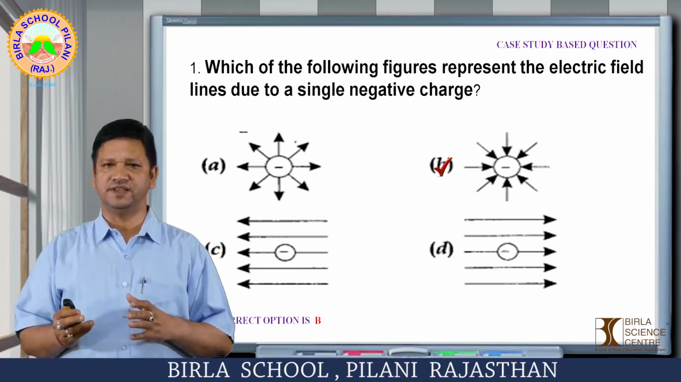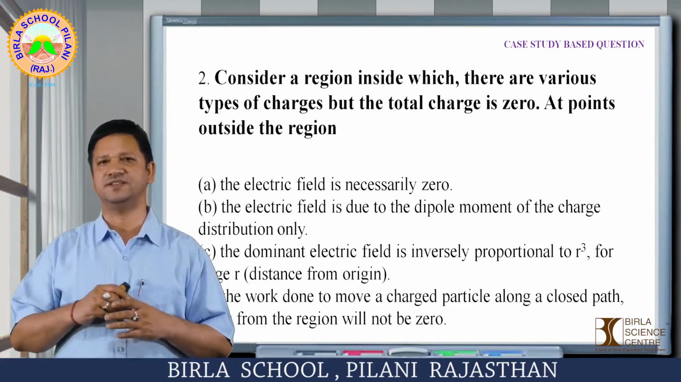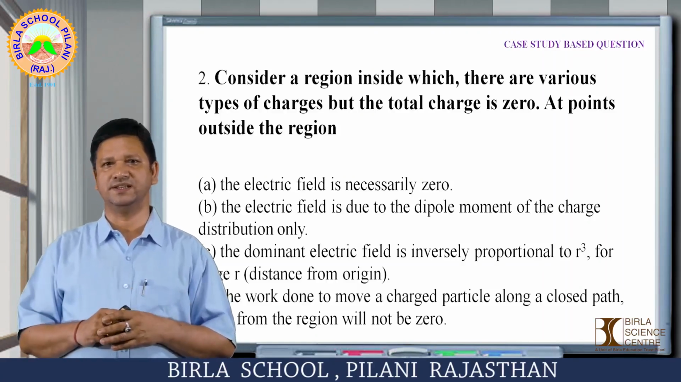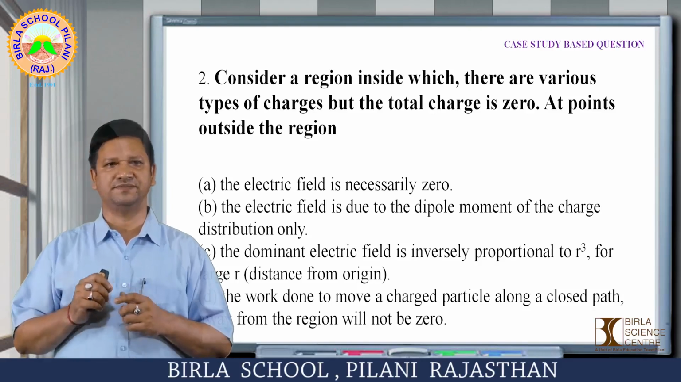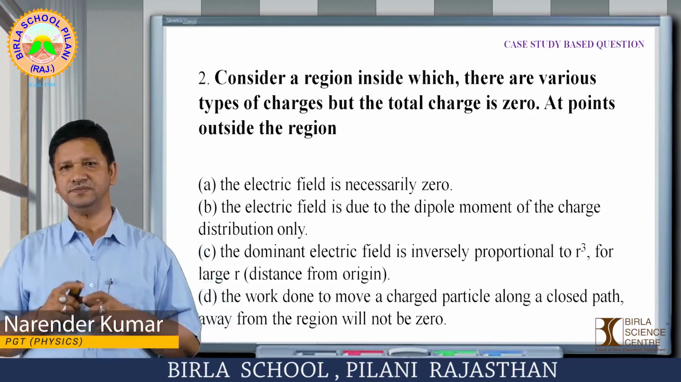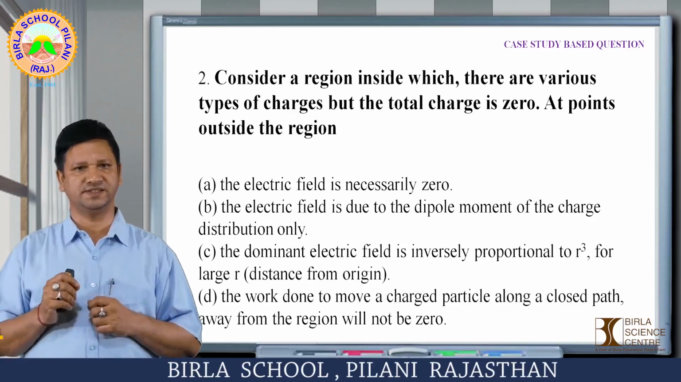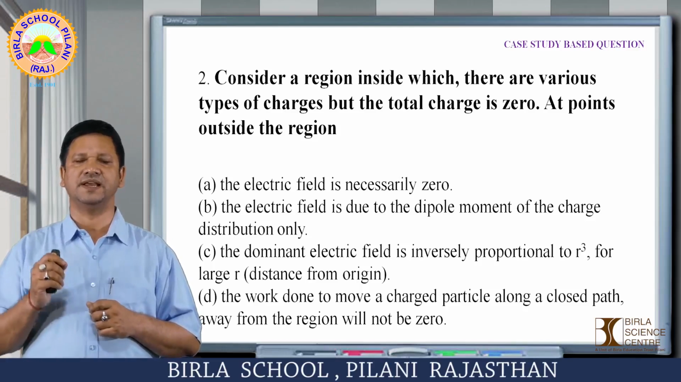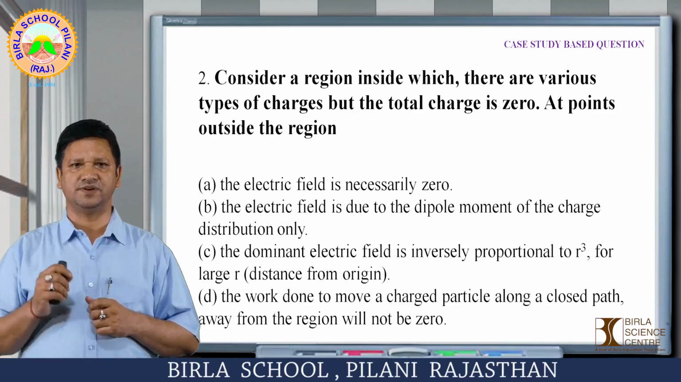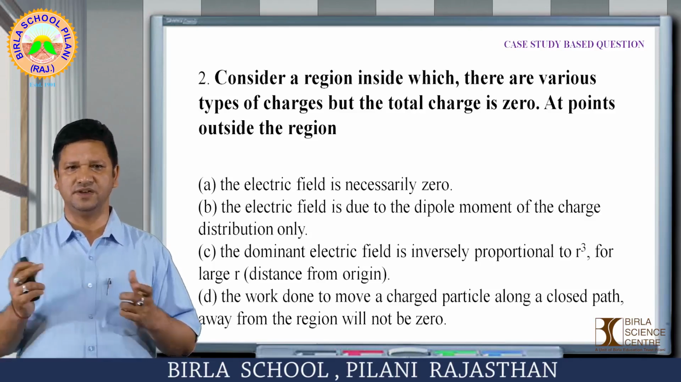So in this way, if we know the basic fundamentals connected with the particular situation, we can give the answers to the problem. Let us come to the next question. Consider a region inside which there are various types of charges, but the total charge is 0. This is the particular statement. At points outside the region, the electric field is necessarily 0. The electric field is due to the dipole moment of the charge distribution only. The dominant electric field is inversely proportional to R cube for large values of R.